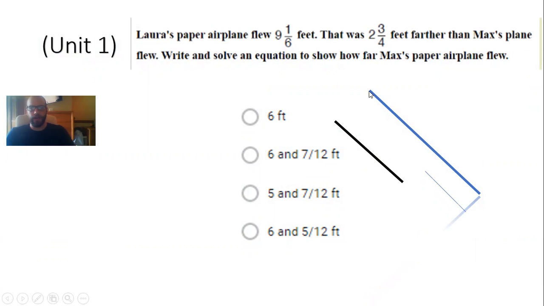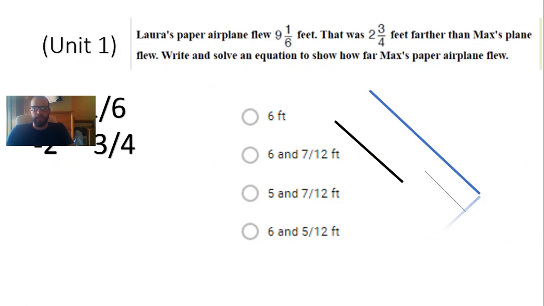I told you to draw a picture. So this blue line here is Laura's paper airplane. It flew 9 1/6 feet. That's pretty good. And then we have this little guy right here, which is 2 3/4 feet, because it's 2 3/4 feet further than this black line, which is how far Max's plane flew.